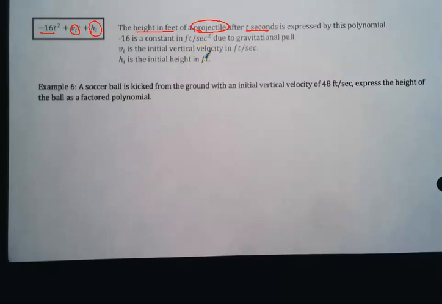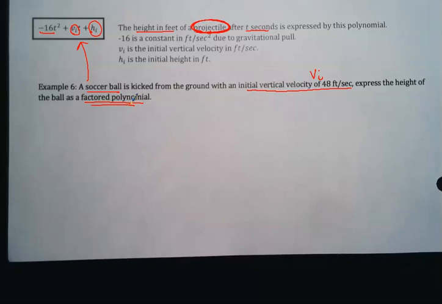So example 6 relates back to this formula because a soccer ball is a projectile. A soccer ball is kicked from the ground with an initial vertical velocity of 48 feet per second. Notice that's our v sub I. Express the height of the soccer ball as a factored polynomial. We're trying to find the height.